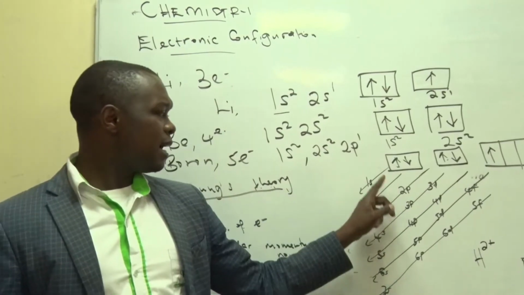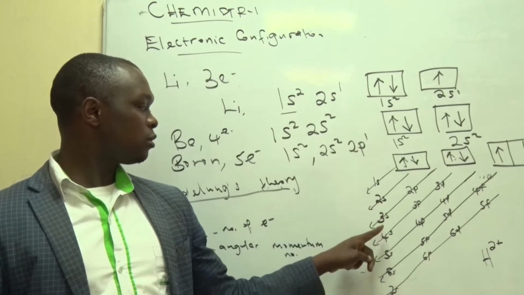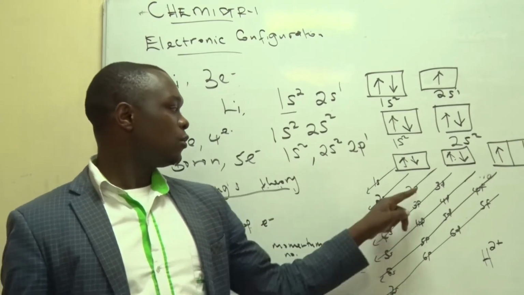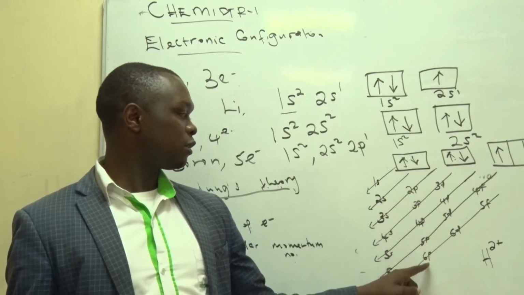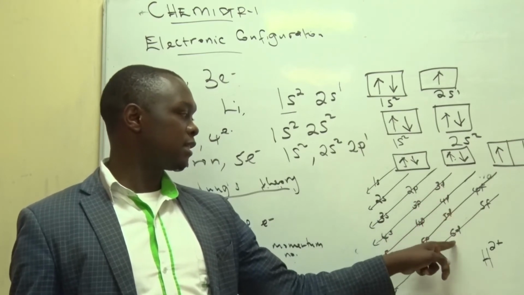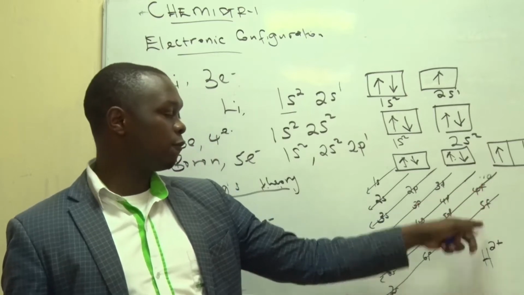Now Madelung's diagram looks like this. We have 1s, 2s, 3s, 4s, 5s, 6s, 7s, then 2p, 3p, 4p, 5p, up to 6p. Then we have 3d, 4d, 5d, 6d, and then the last orbitals, which are 5f and 4f.